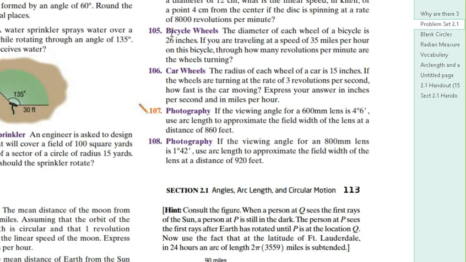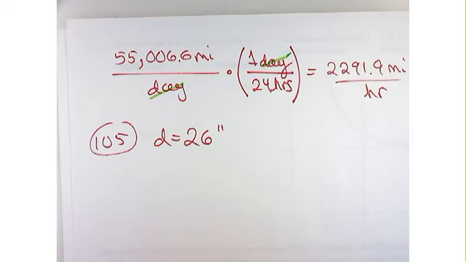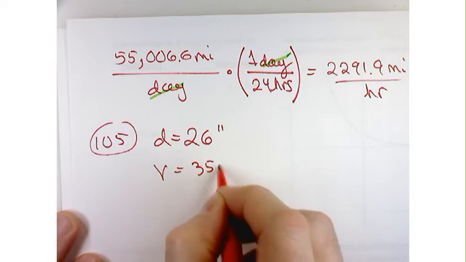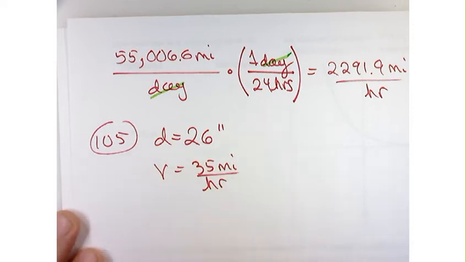Anyways, let's take a look at this one. The diameter of each wheel of a bicycle is 26 inches. So let's write that down here. This is problem number 105. So the diameter is 26 inches. That sounds like my bike so far. If you're traveling at a speed of 35 miles per hour on this bike, now what information are they giving you there? They're giving you the linear speed, right? So they're giving you the V or the nu, depending on how closely you want to write this. But it's nu equals 35 miles per hour.